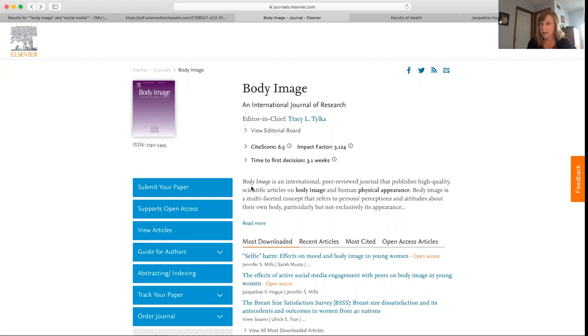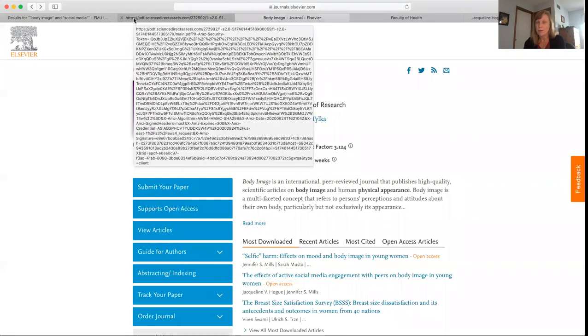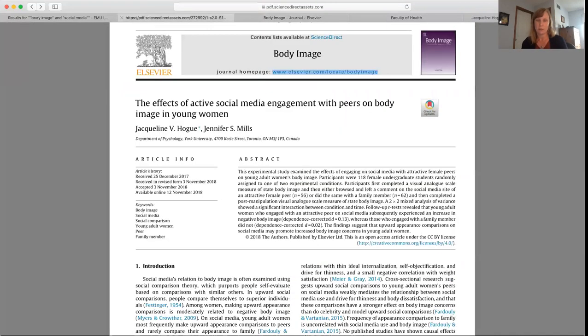So it says right here, Body Image is an international peer-reviewed journal that publishes high-quality scientific articles on body image and human physical appearance. Blah, blah, blah. So this is one article in this publication. Articles are published in journals like they're published in other sorts of serial publications like magazines and newspapers. So it's from a peer-reviewed journal.